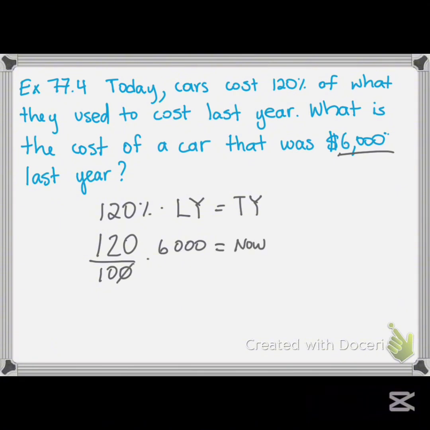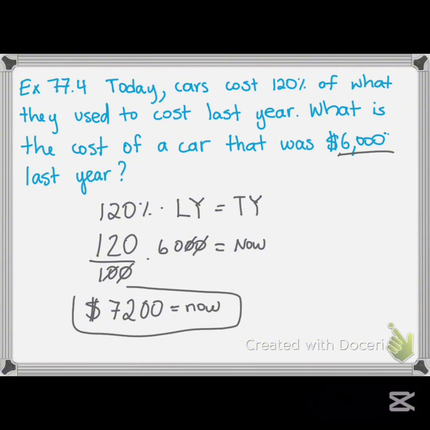And again, we cancel zeros. And then we multiply 12 times 6 is 72, and we have 2 zeros left over. So the price this year for a car is $7,200. And that's it. That's our answer.